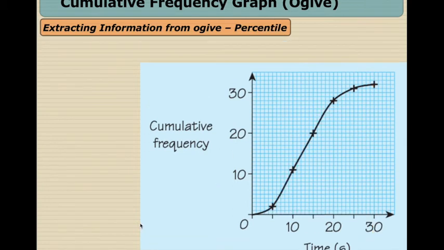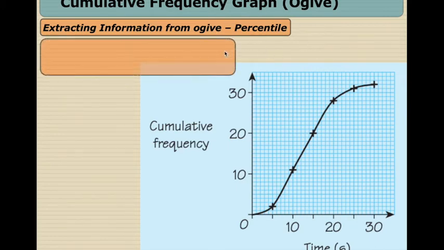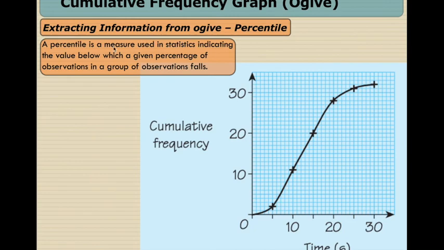Okay. Now last one, often in the question you're asked to find percentile. Okay, a percentile is a measure used in statistics indicating the value below which a given percentage of observations in a group of observations fall.